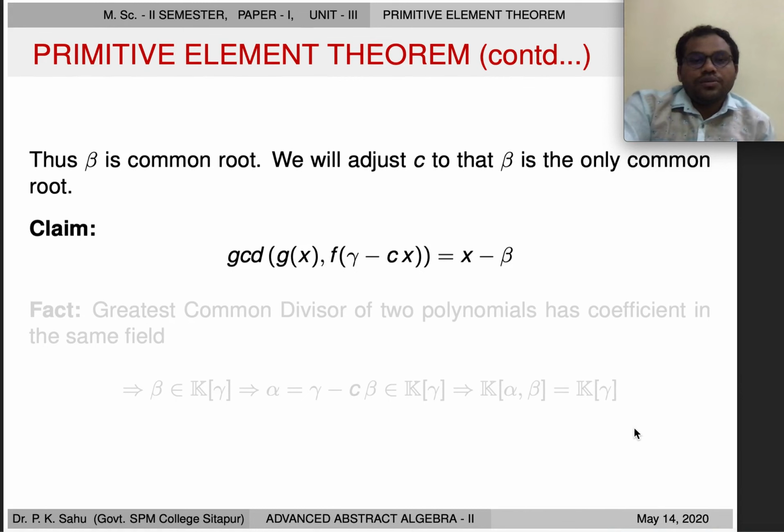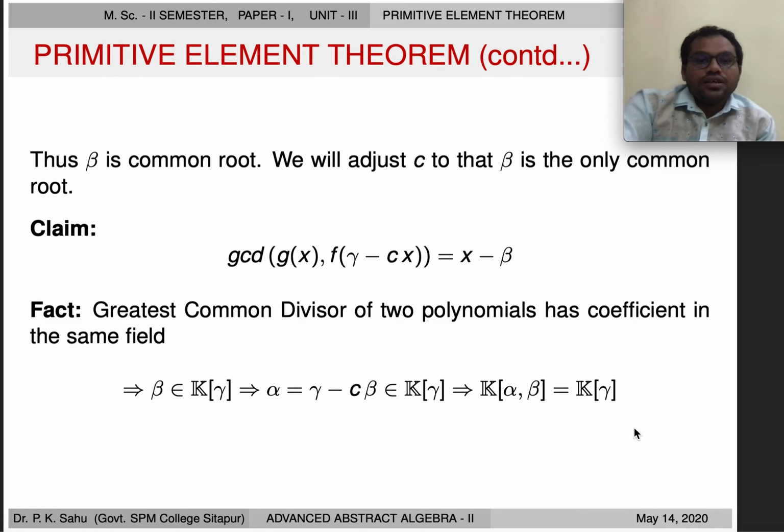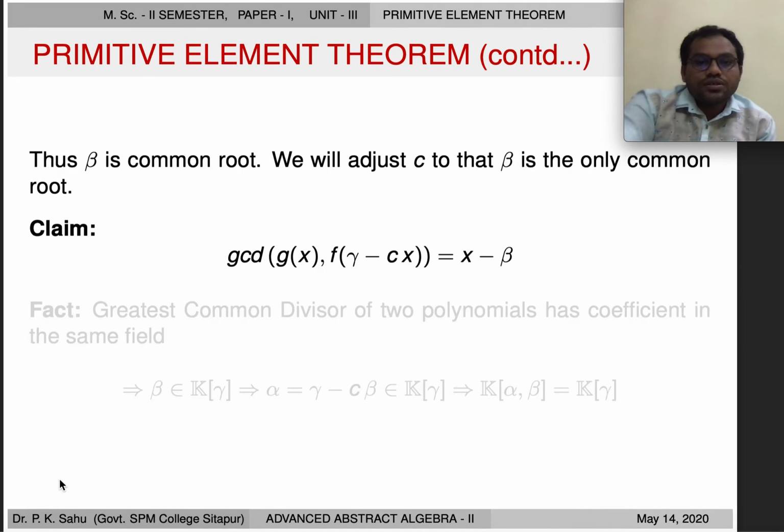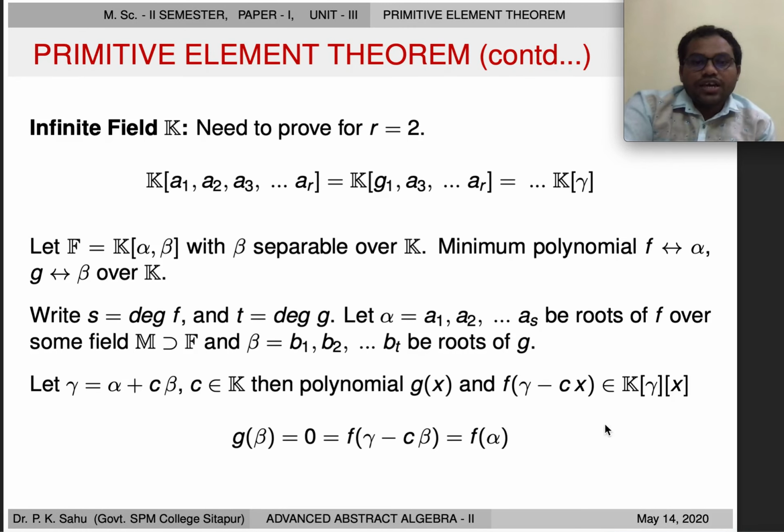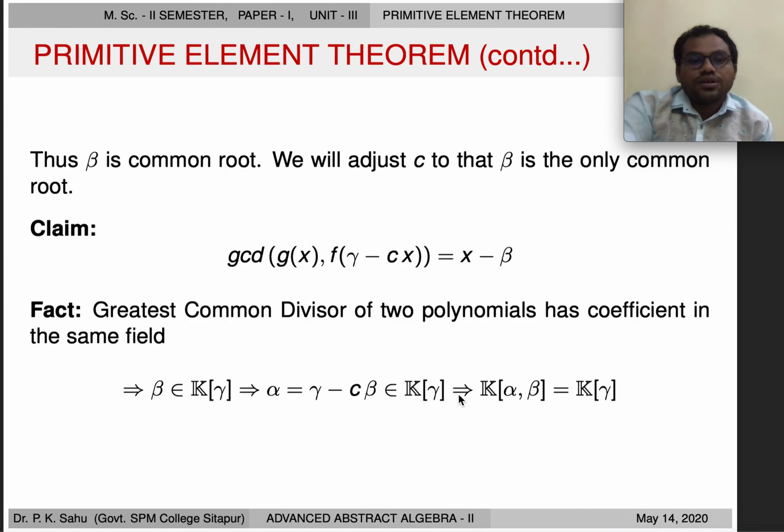So we have x minus beta is a polynomial, and the polynomial has coefficients in the same field. Notice in particular that beta is a constant here. That implies beta lies in K(gamma), because g(x) is a polynomial over K(gamma) and beta is a root of it, so beta must lie in K(gamma).